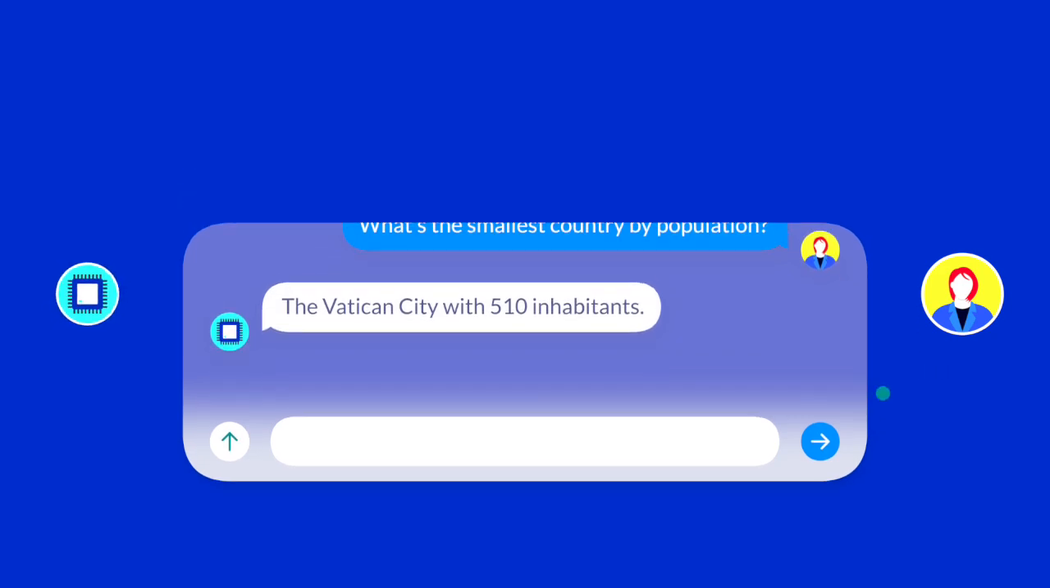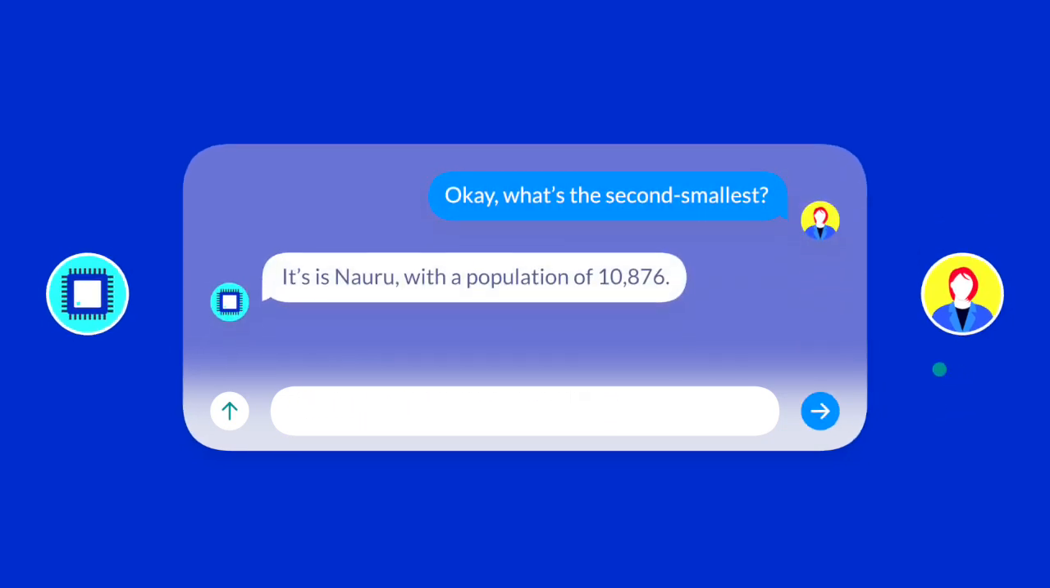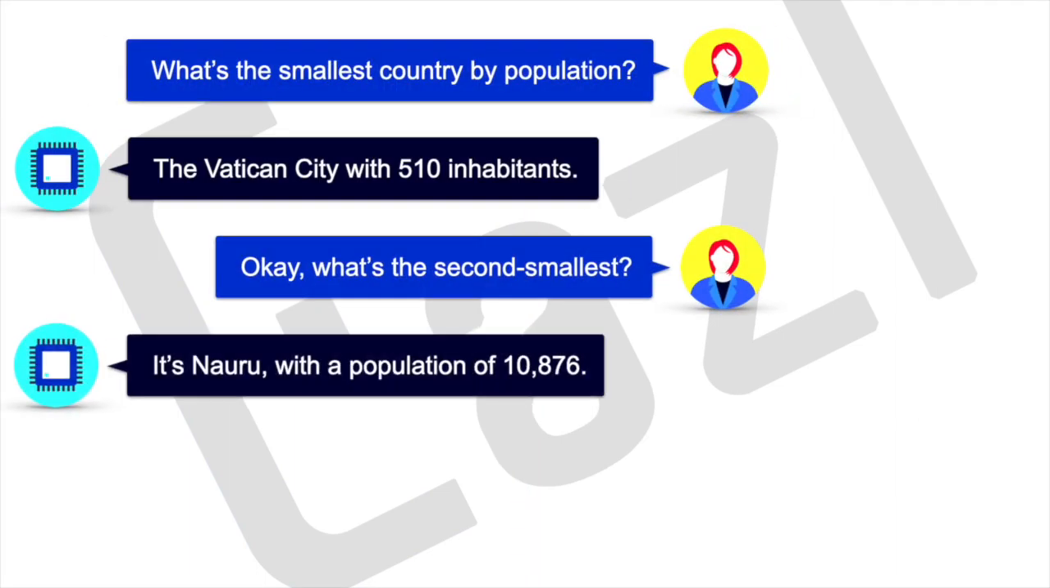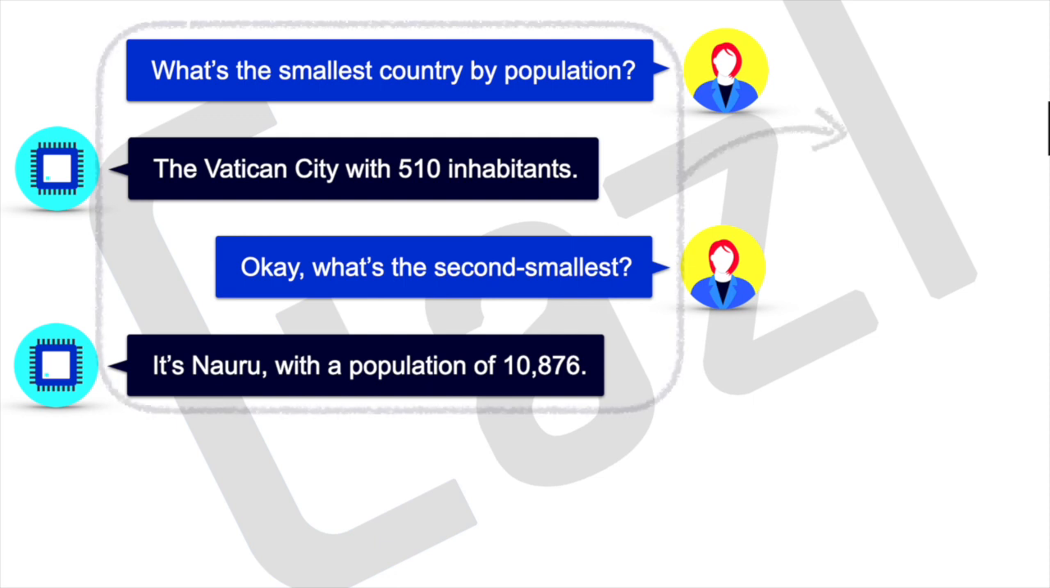If you then follow up with, "Okay, what's the second smallest?" the AI responds, "It's Nauru with a population of 10,876." How does this work? Well, when you chat with AI, you're building context that the AI can use to continue the conversation and deliver useful results to you. In this example, the context is your chat history.